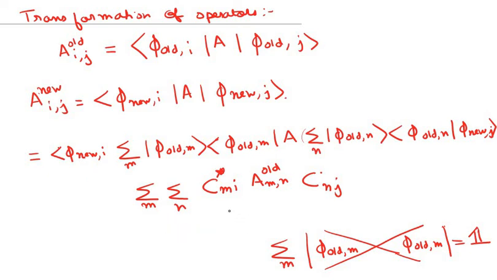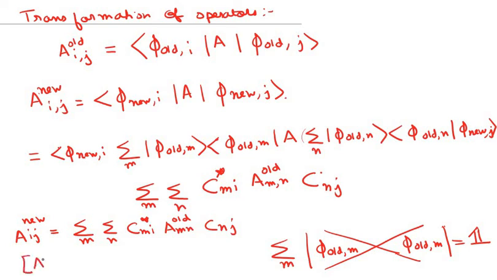So now there is a beautiful way of representing this entire double summation. Let me write the complete thing over here. A_ij new is equal to summation over M, summation over N, C_mi star, C_mn old, and C_nj. And there is a beautiful way of writing this in matrix format. So A in the new basis representation is equal to this matrix C dagger, where dagger is basically the complex conjugate transpose of the matrix, then the A operator in the old representation or in the old basis, and then this matrix C. Okay, so an operator basically transforms like that.